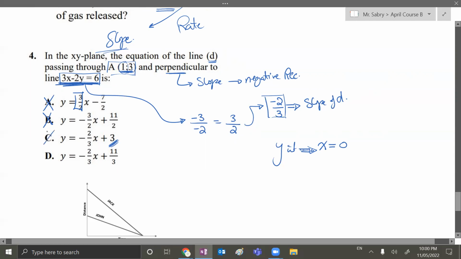So this one is incorrect also. So D is the answer. But there is another way, also, to figure out the slope by still using this point.